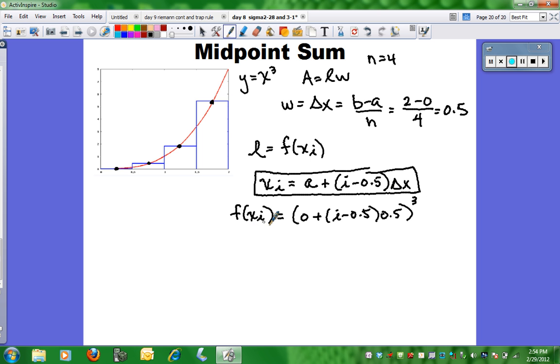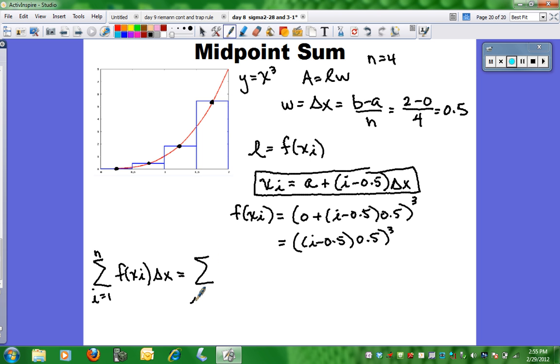Alright, so there's my f of x sub i. I'm going to make it a little prettier. Alright, so there's our f of x sub i. We're going to set up our summation just like before. You might even think you're watching a rerun here. The sum from i equals 1 to n of f of x sub i times delta x.